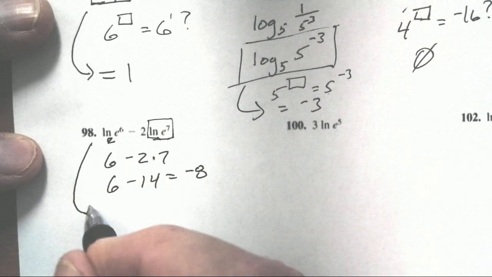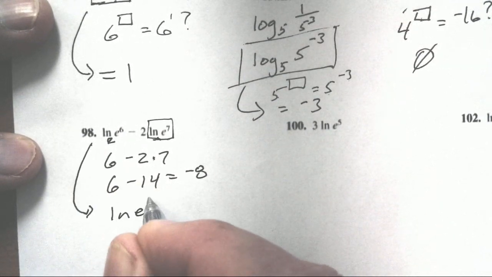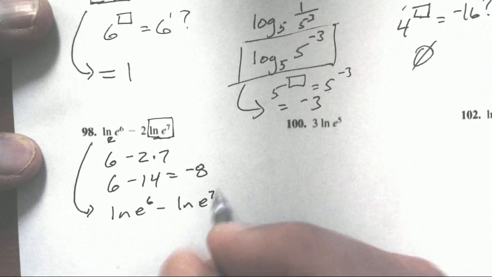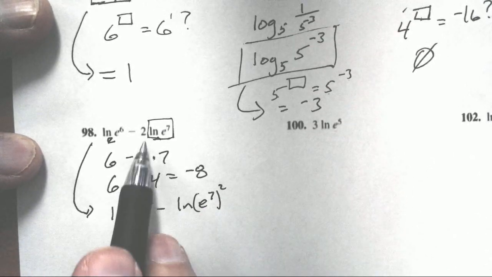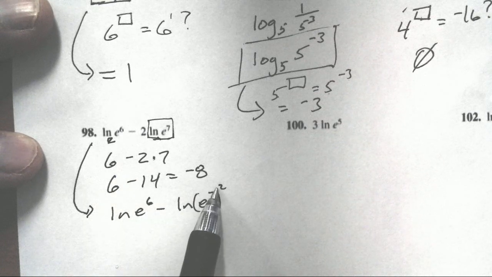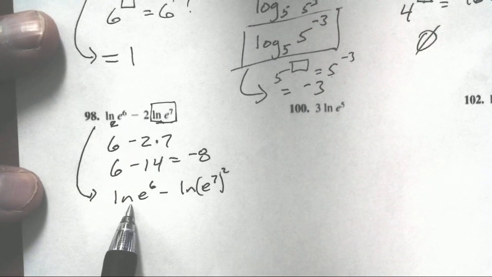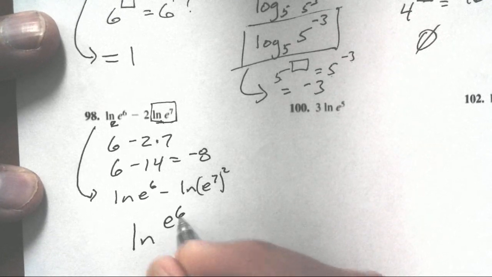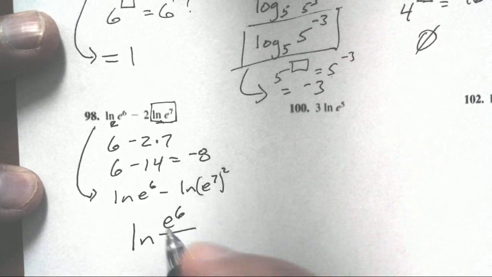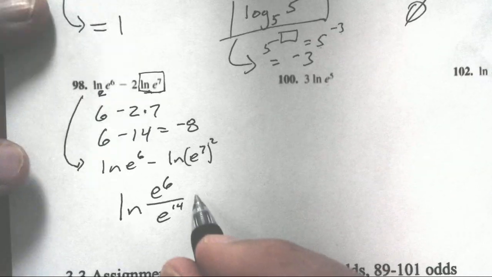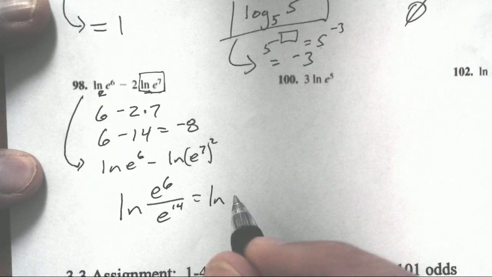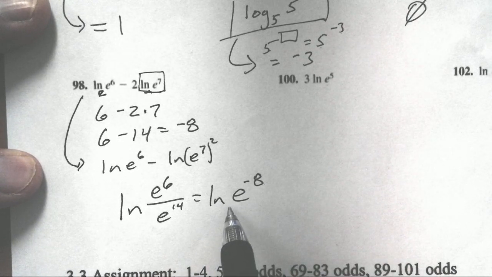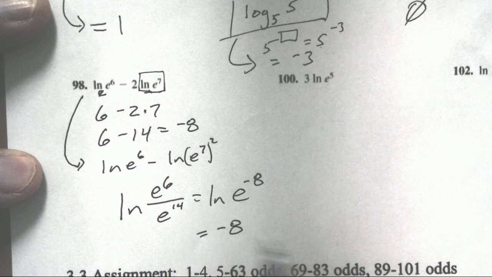Here's another way to look at that. I could have taken this and gone ln e to the 6th minus ln e to the 7th squared, used rule 3 to bring the 2 in. And now I could use rule 2 when I have subtraction. That would become ln of e to the 6th over e to the 14th, which is ln e to the negative 8th. What's the exponent that turns e into e to the negative 8? Oh, that's negative 8.